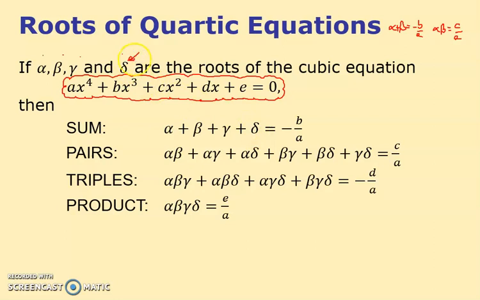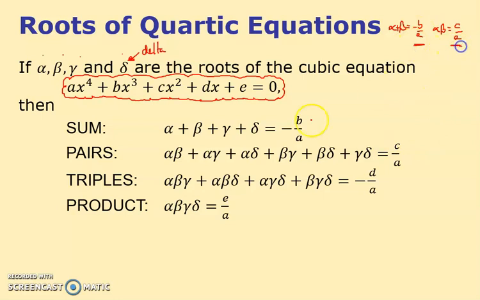And this then is delta. This is the 4th letter in the Greek alphabet. Obviously, sounding like a D, so you can see where we get our alphabet from. Alpha plus beta plus gamma plus delta is minus B over A. Look, notice how it repeats itself.